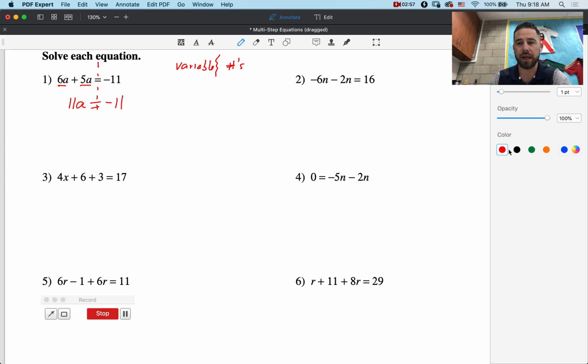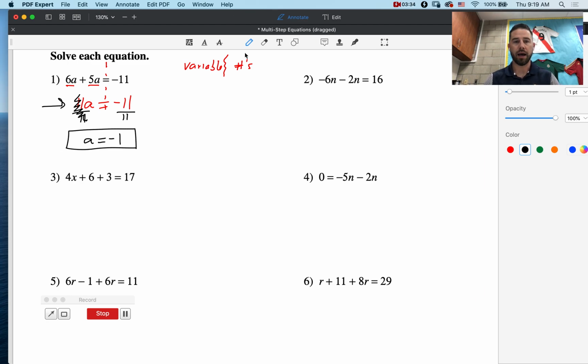Now, this question looks exactly like what you saw in the last lesson. At this point, you can ask yourself, what's being done to the variable? What's being done to A? And then you answer it. You're saying, oh, A is being multiplied by 11. We do the opposite, which is divide by 11 and divide by 11. That cancels, and it looks like we have A equals -1. How about that?